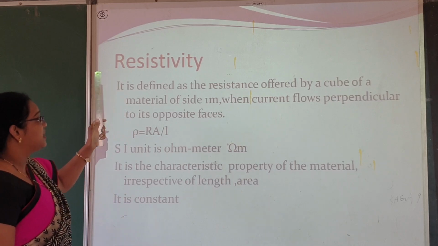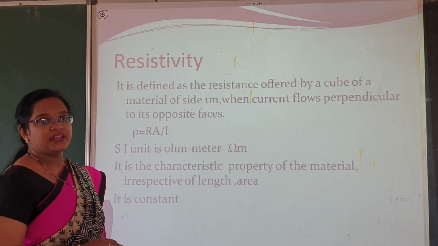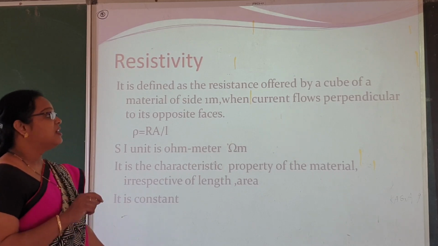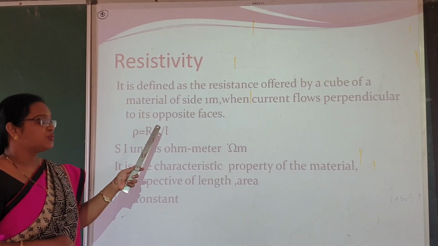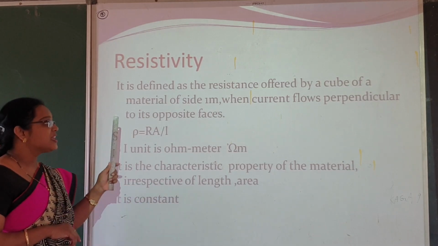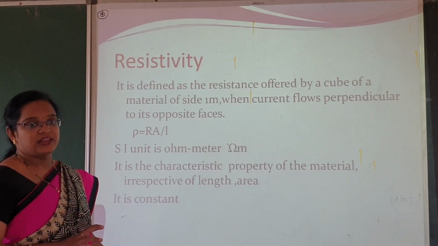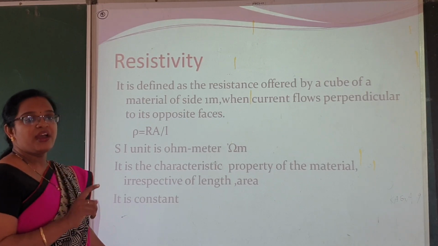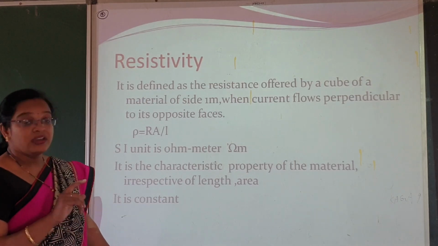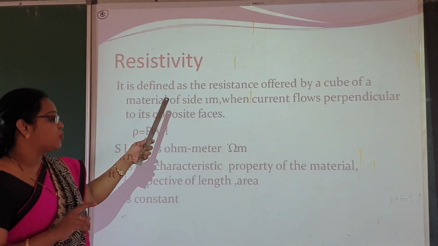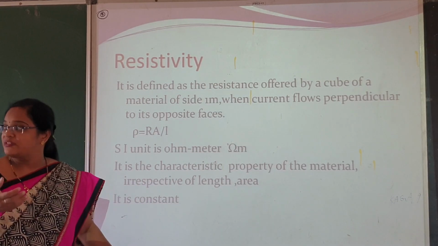Come back to resistivity. Resistivity means it is the resistance offered by a cube of a material of side 1 meter when current flows perpendicular to the opposite faces. That means resistivity is nothing but the numerical value for the material, when you have taken a cube of material of side 1 meter.